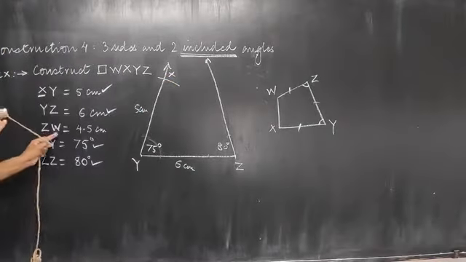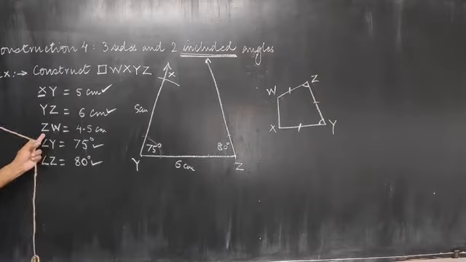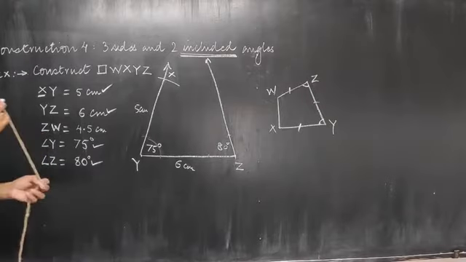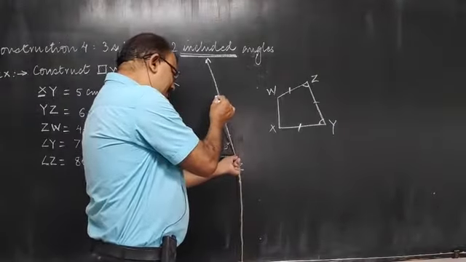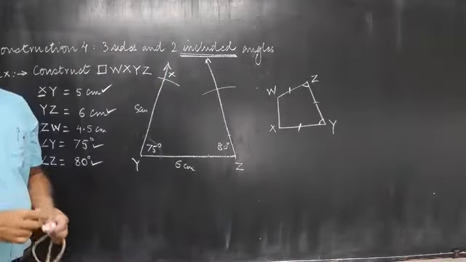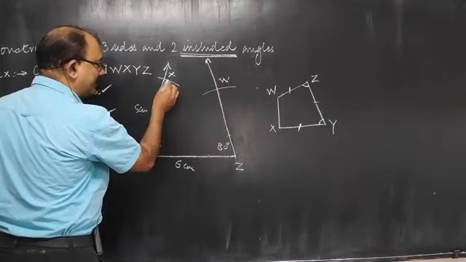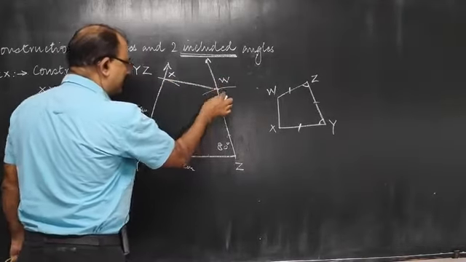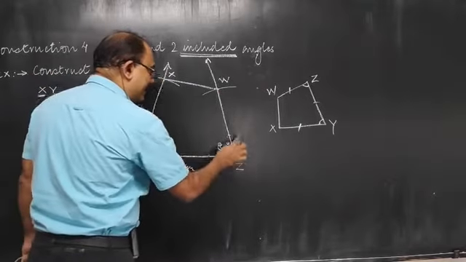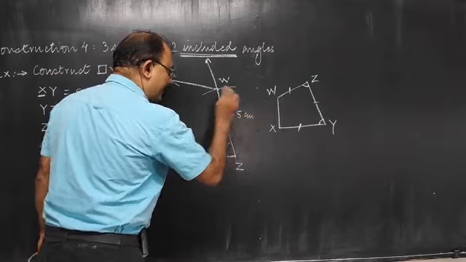Out of Z and W, W is my target point. So to get this point, I have to use this vertex Z. So from Z, I'll draw an arc of 4.5 centimeters. Wherever it intersects the ray, that point will be your W. Join W with X and you get quadrilateral WXYZ. This distance was 4.5 centimeters.